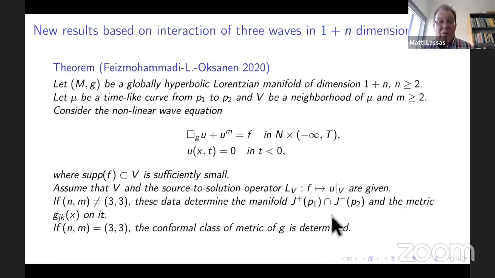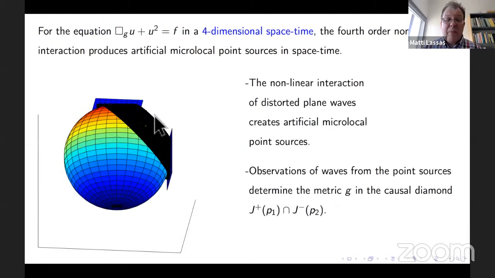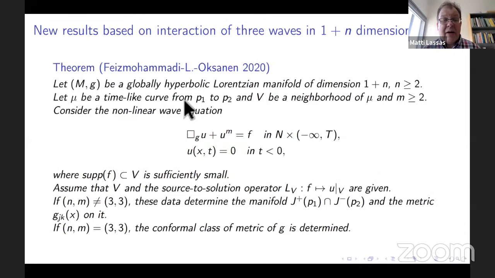So let me first say some words about this. We also had this black conic wave that appears here. Earlier we thought that it was just noise and we wanted to get rid of it. But now it turned out that this is very useful and it can also be used for imaging. So we now have two results that are based on the interaction of only three waves. And this is a much, much simpler technique, and we can now apply it to 1+n dimensional spacetimes, where n is any number larger than two.